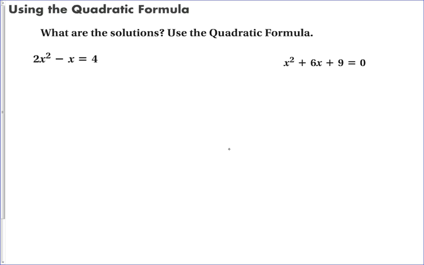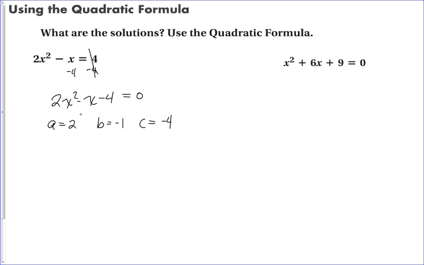What are the solutions? Use the quadratic formula. The first thing we need to do to this first one, we have 2x squared minus x equals 4, is we need to bring the 4 over. So we have 2x squared minus x minus 4 equals 0. Now we're in the form of ax squared plus bx plus c. Now, let's identify a, b, and c. Well, a equals 2, b equals negative 1, and c equals negative 4. All I did was pull the coefficients straight down.